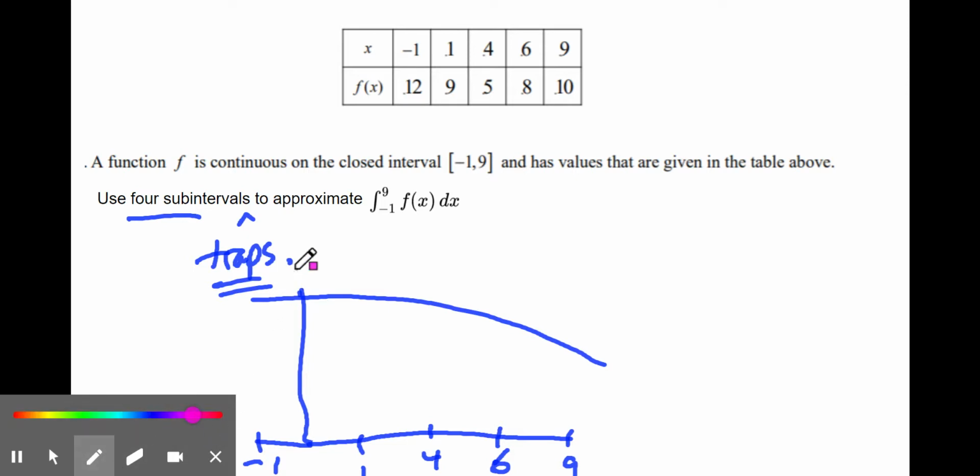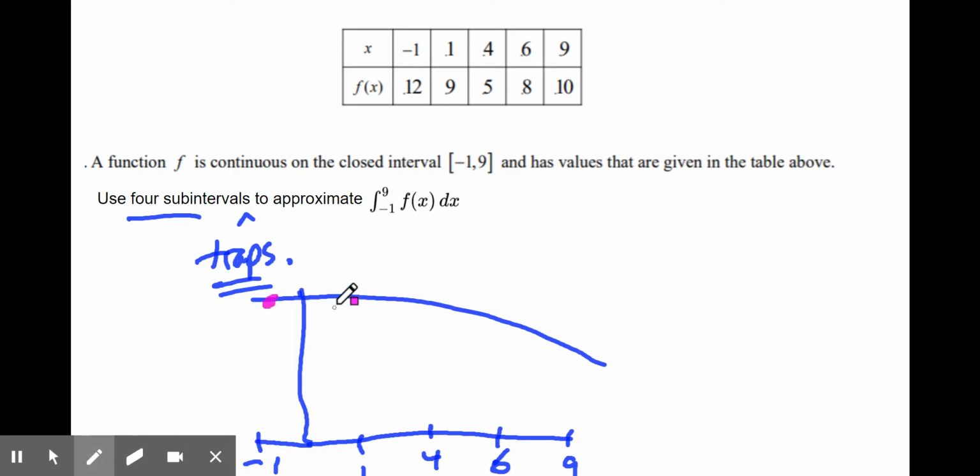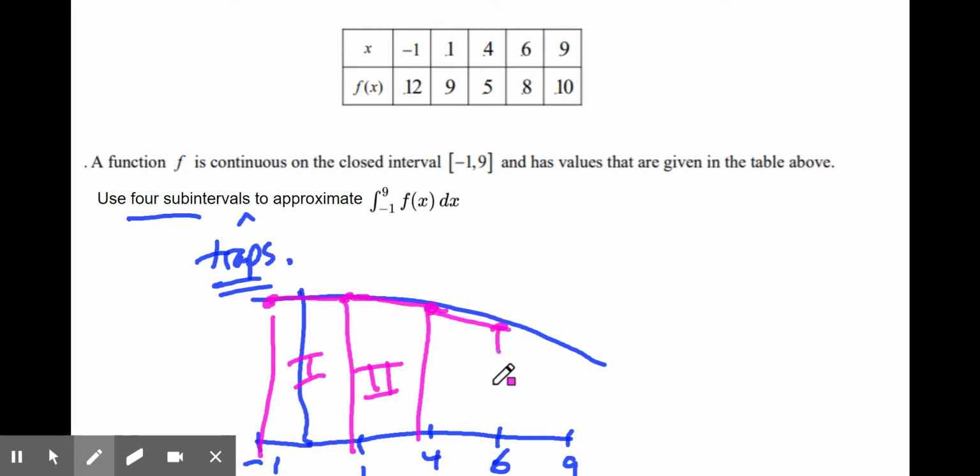So here we go. Put a point on -1, put a point on 1, draw across this way and down. That's going to be trapezoid number 1, even though it doesn't look like a trapezoid. Put this point here, across and down, that's number 2. On 6, across and down, that's 3. On 9, across and down, that's 4.